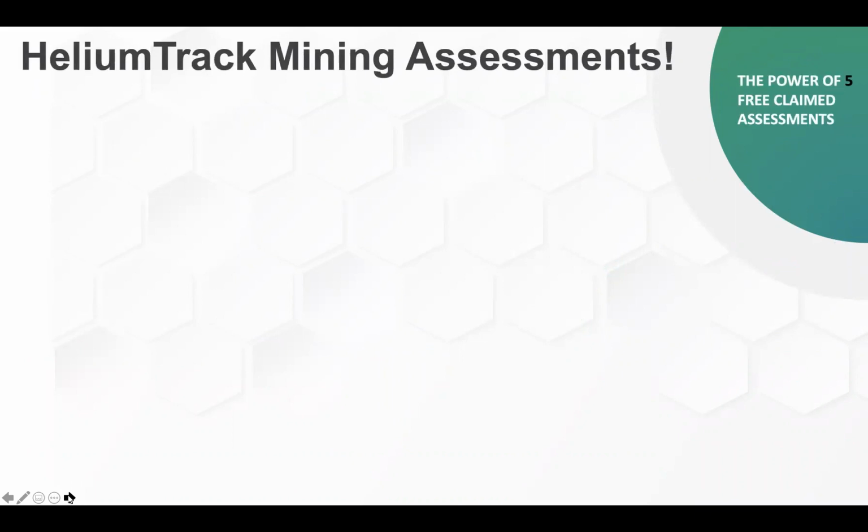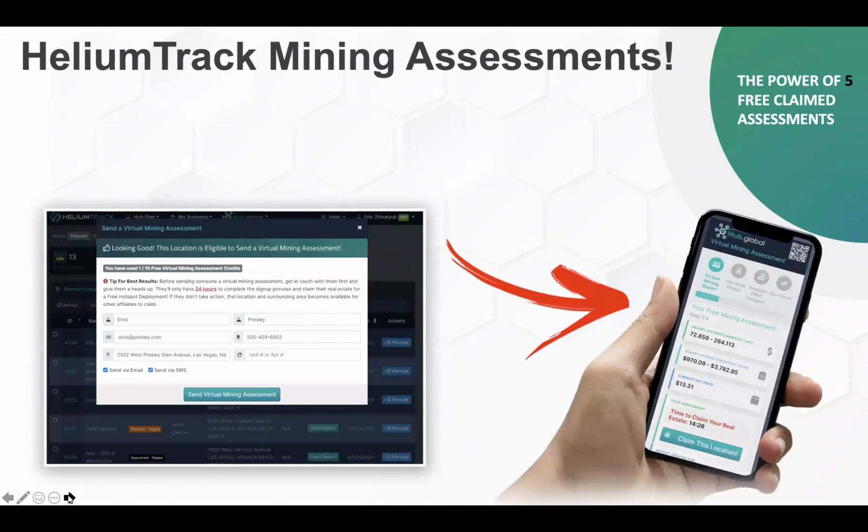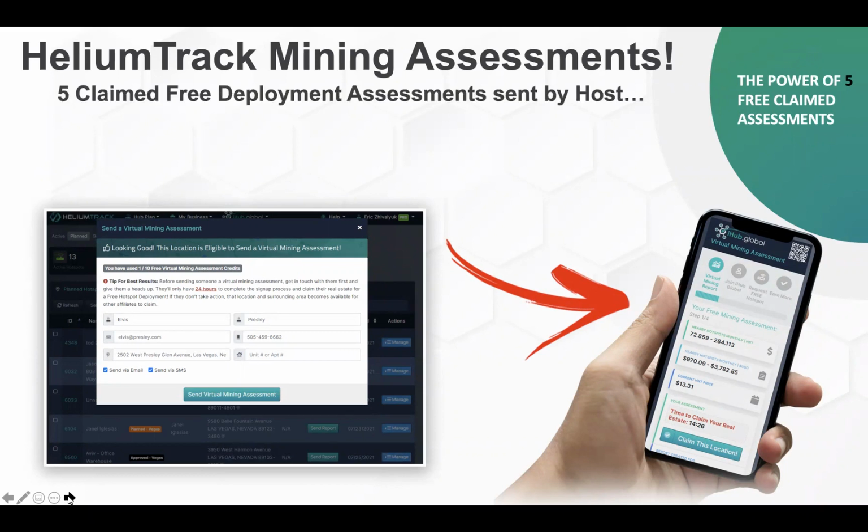It all comes with Helium Track mining assessments. Many of you are probably here, most of you are right here, because you had an assessment. So, the power of 5 free claimed assessments. Give away 5 assessments and you're off to the races. You simply use the software. They actually have 10 credits in the free version, so you don't even need to buy anything, and you can send assessments out to your friends and family and get that 10% increase with just 5 claimed free deployment assessments. Okay, 5 claimed free deployment assessments.